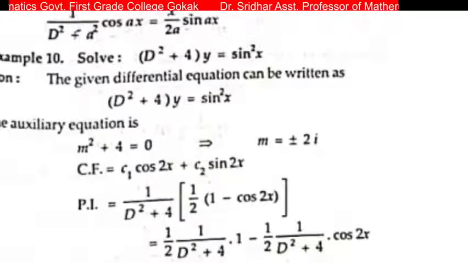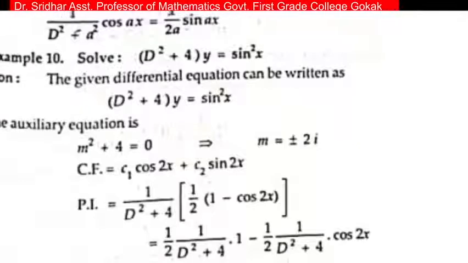Good afternoon, students. So today we solve some more problems on differential equations when f of x is not equal to 0. In the last class we have seen the solution of differential equations when f of x is only e raised to ax, when f of x is only sin ax or cos ax, when f of x is an algebraic function, and when f of x is of the form e raised to ax into v, where v is a function of x. So all these types of problems we have seen in the last class.